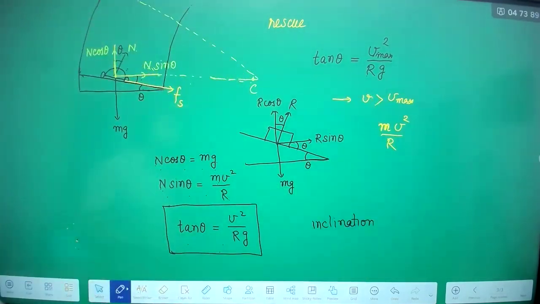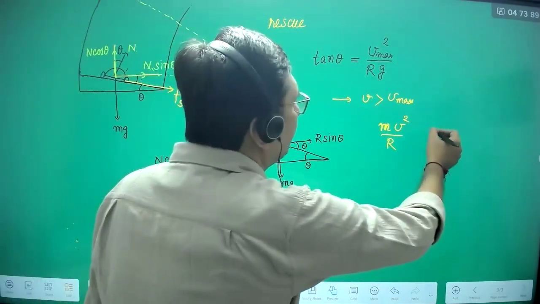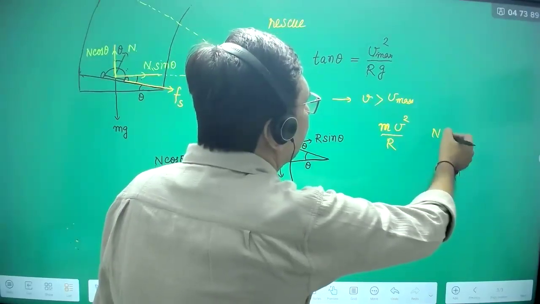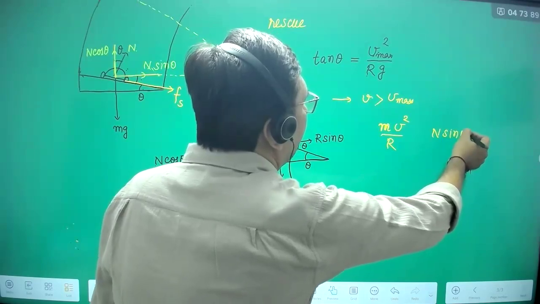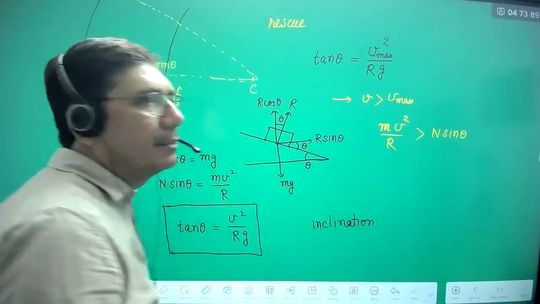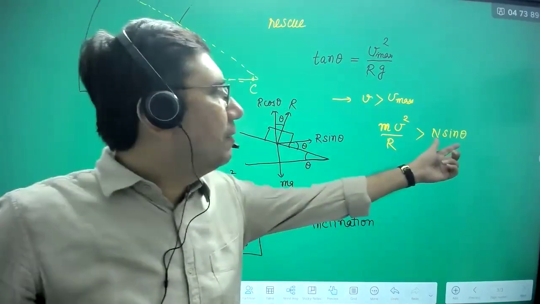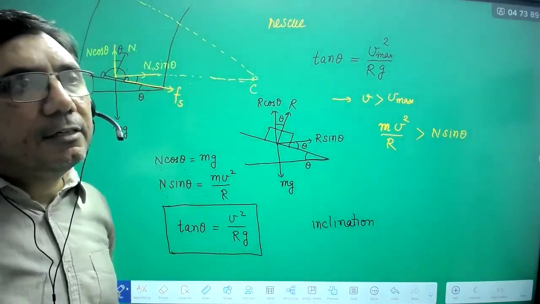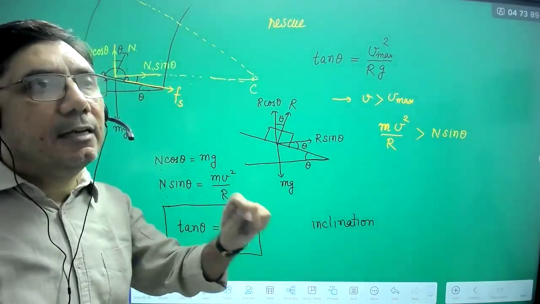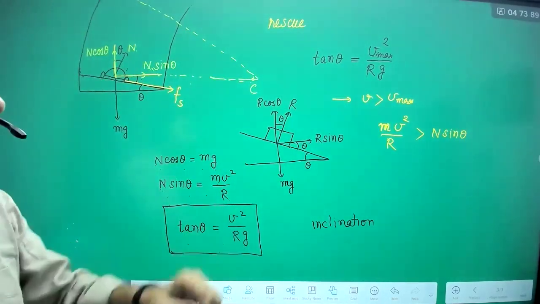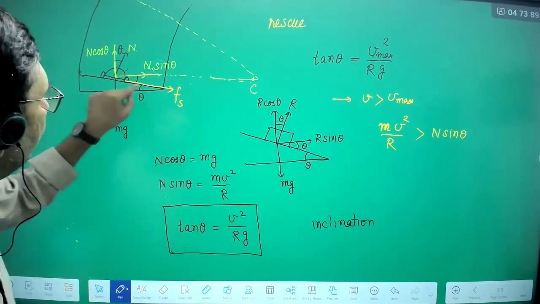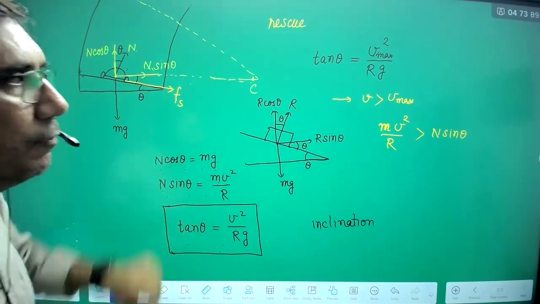Let us assume V becomes greater than V max. Then try to understand this: N sin theta will automatically be less than this. So it is not sufficient. This component of normal reaction is not sufficient to provide the required centripetal force. Then what will happen? It should skid in the outward direction, but it doesn't happen. Why? Because this Fs is coming for the rescue.